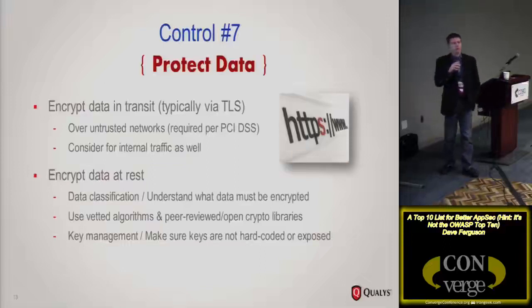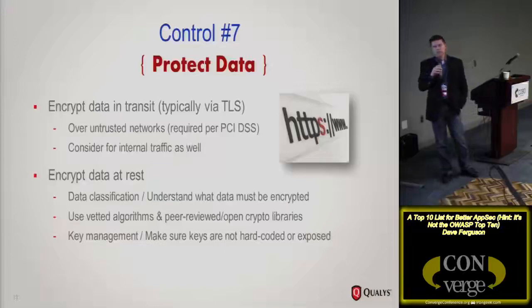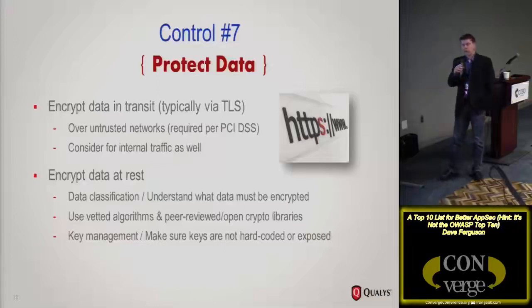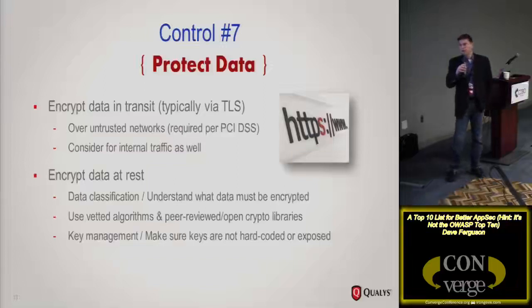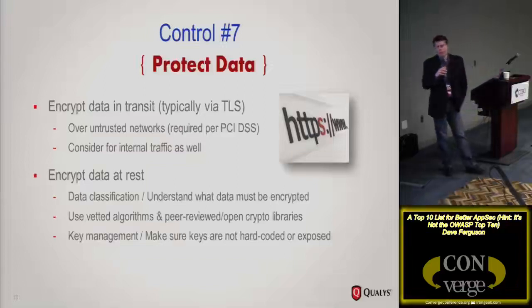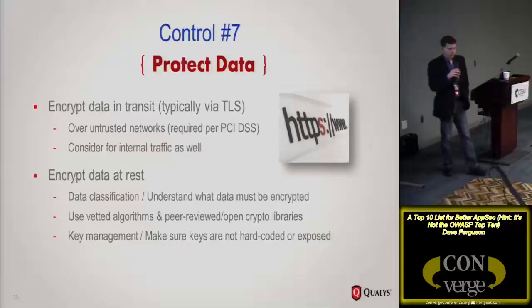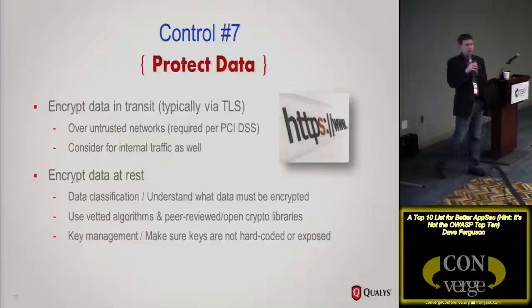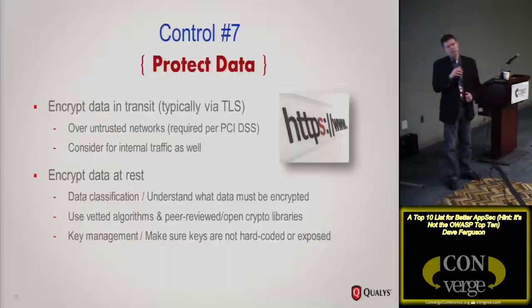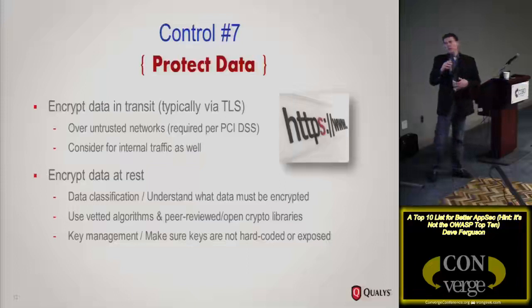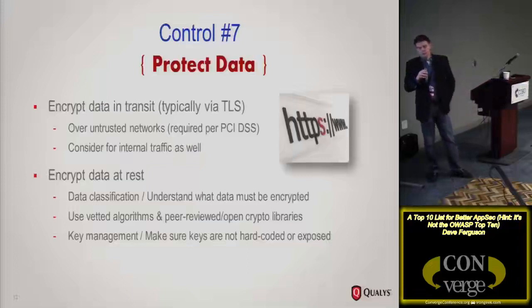In transit, of course, we're talking about TLS, HTTPS type of communication. It's required for untrusted networks. So over the internet, PCI, for example, requires that to be done. But you should also maybe consider this encryption for internal traffic as well. We know that Google and Microsoft and other companies like that, once the NSA revelations came out, they started encrypting their internal traffic in their data centers. So that's something that you should consider as well.